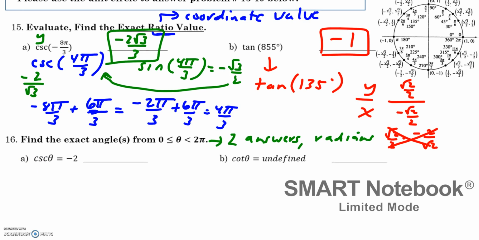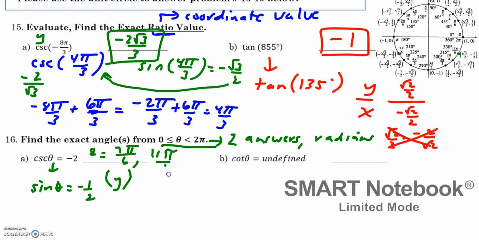So when I say that the cosecant of theta is negative 2, that really means that sine of theta equals negative 1/2. So we're looking for the values on the unit circle where the y values are negative 1/2. And that is true in two places if I'm going one time around. That is true here, and that is also true here. So my two answers for theta would be 7 pi over 6 and 11 pi over 6.